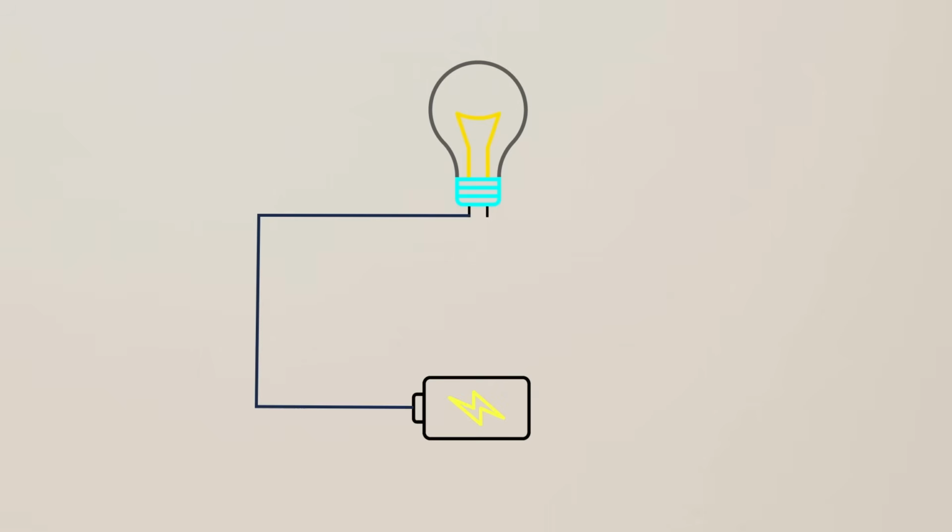For example, if we have a bulb and a battery, to turn on the bulb, we connect one terminal of the battery to 24 volt and another terminal to the 0 volt.